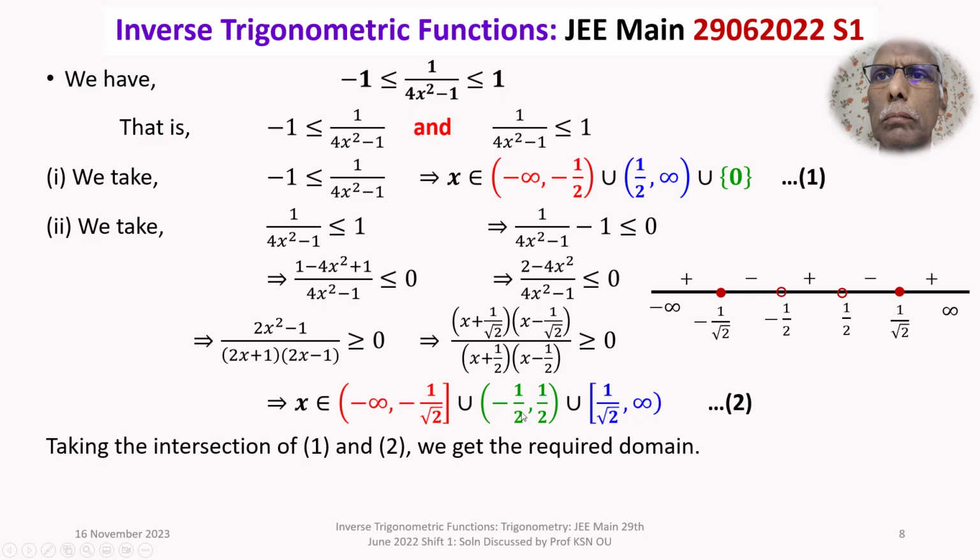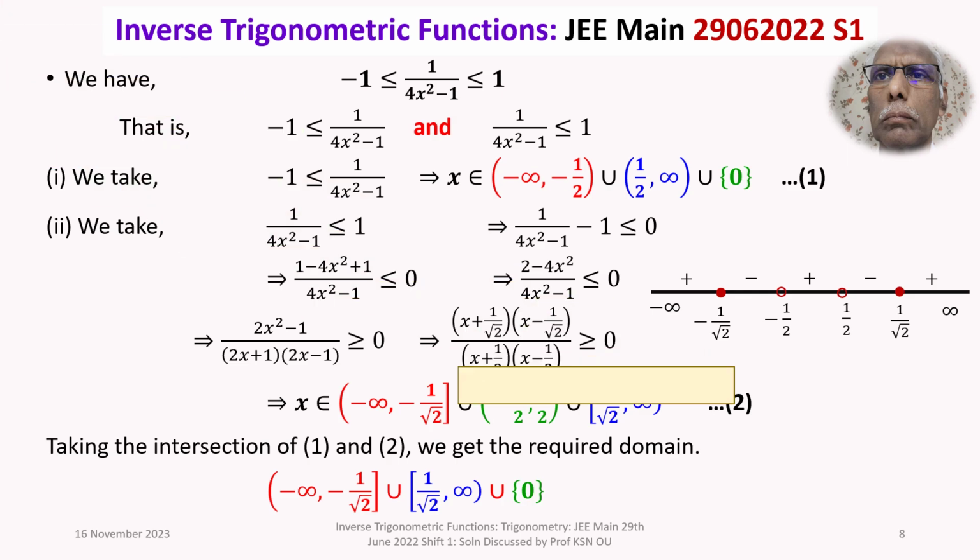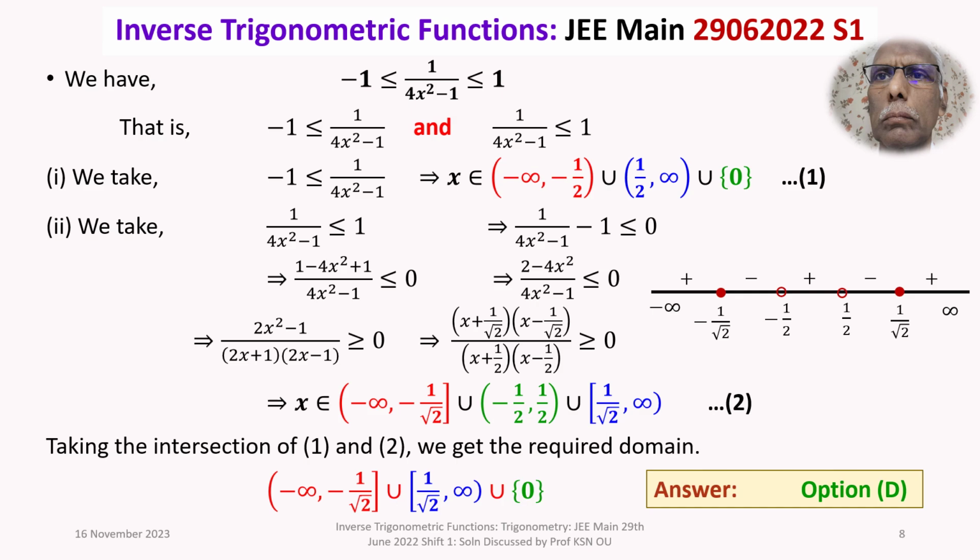And this green one, open interval minus 1 by 2 to 1 by 2, 0, the common 0 element alone. So therefore, the required domain is minus infinity to minus 1 by root 2 union 1 by root 2 to infinity union 0 element alone. So that is the required domain for this example. So the answer is option D.